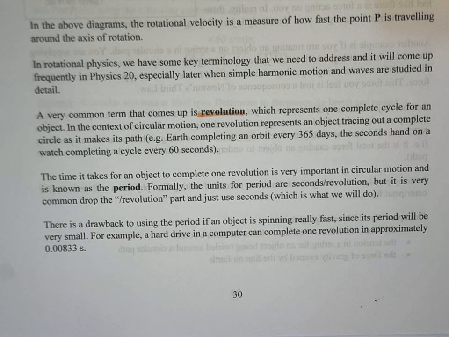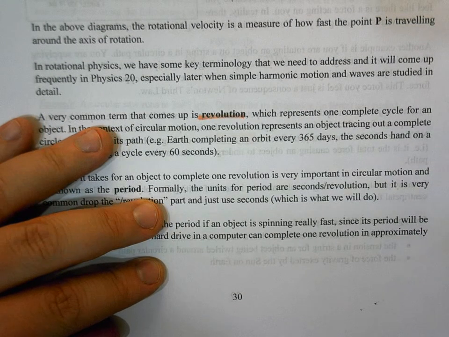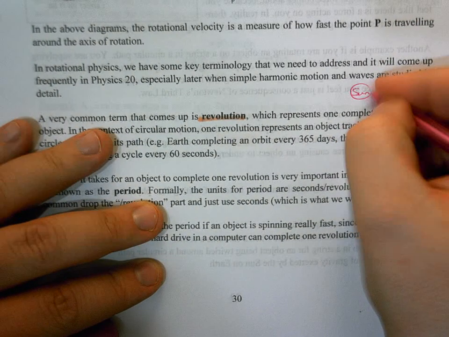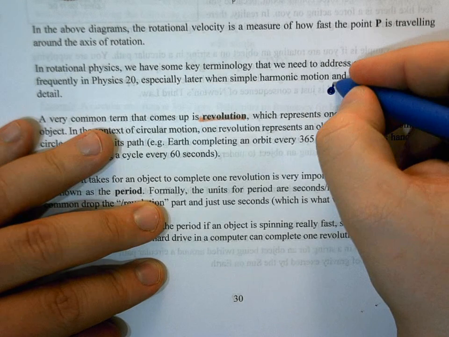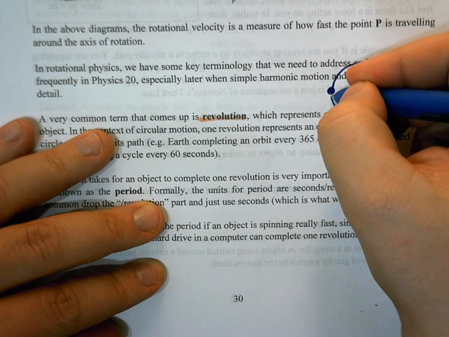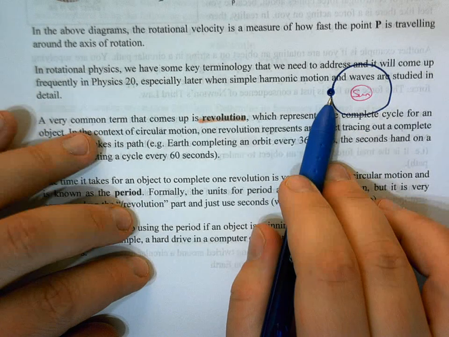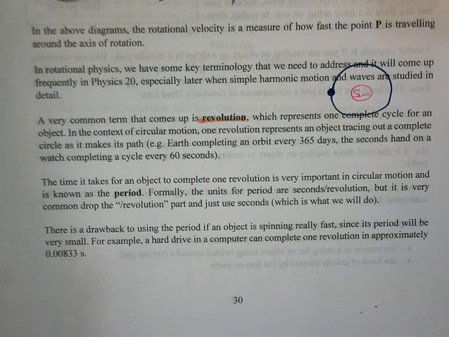A revolution represents a complete cycle. In circular motion, it basically represents one complete tracing of a circular orbit. So for example, and again, apologies for my drawings. Let's say I have the sun here. It's going to be in pink. And then I've got the Earth here, and it's going to do its orbit around the sun. So that one complete orbit, we would call that one revolution. So one revolution basically means one full circle.